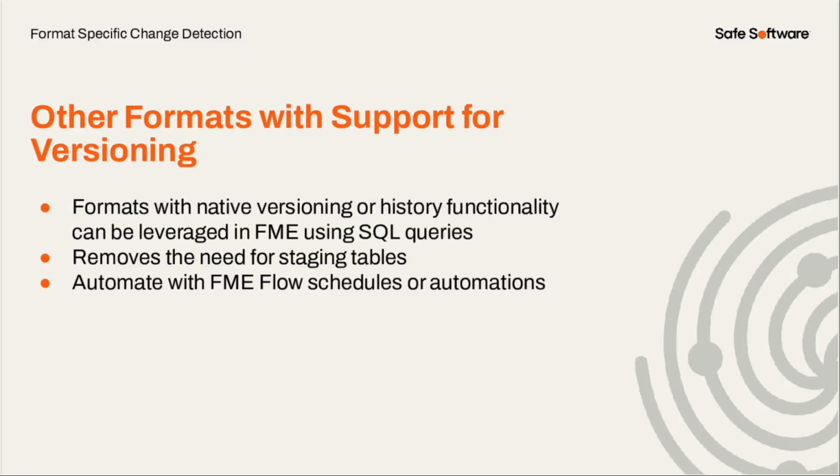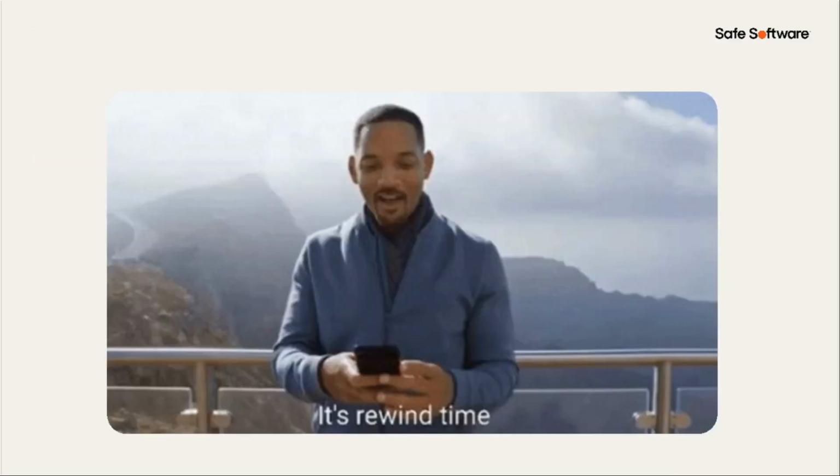With these other formats with support for versioning, we can use SQL queries to access the history of the tables, and then we can read in the specific versions. This removes the need for staging tables and allows us to easily automate these workflows with FME Flow schedules or automations. Again, the purpose of this method is really to take the heavy lifting off of FME and leverage what's available with the platform that we're using.